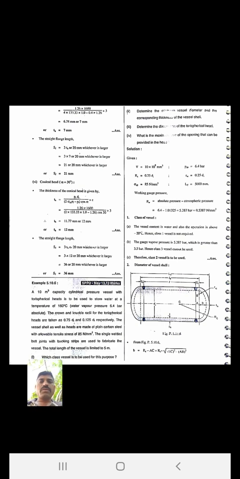We will calculate one by one. First we will check the given data. What is given? First, the volume V is equal to 10 meter cube capacity. You should convert meter cube into mm cube. How to convert? 1 meter is equal to 1000 mm, so you will get 10 into 10 raised to 9 mm cube, right?